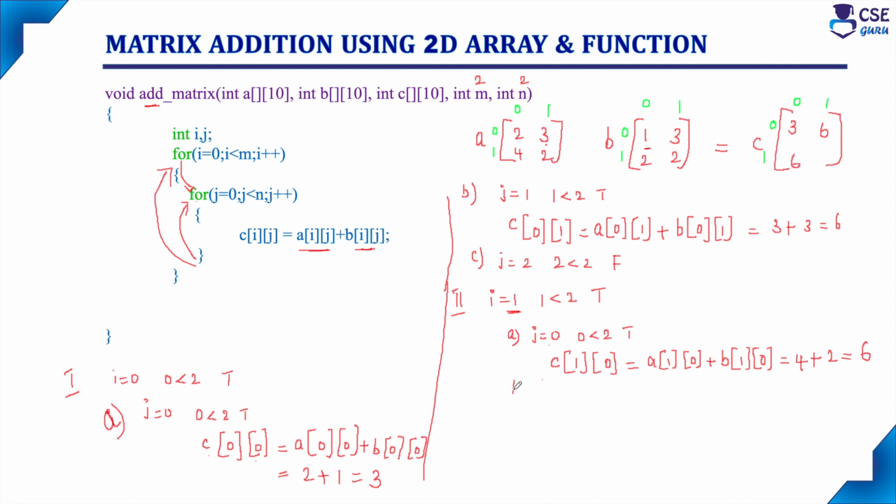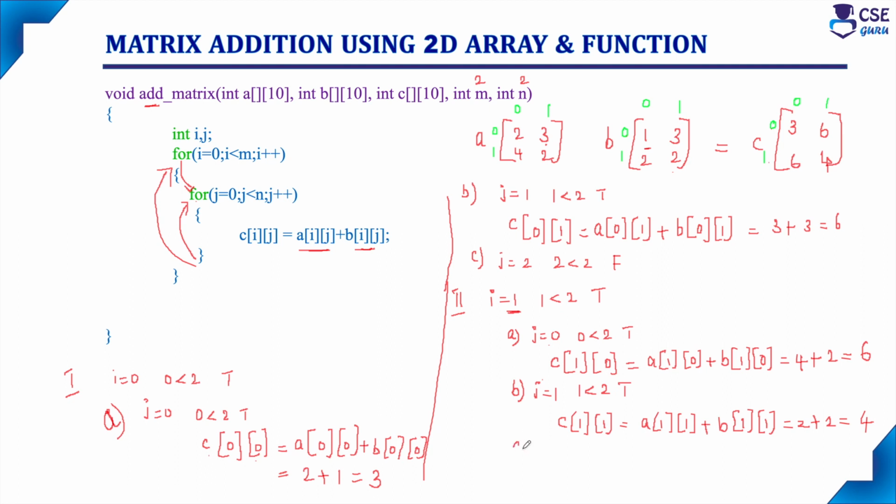Next iteration of J's for loop. J is equal to 1. J gets incremented now. Check the condition 1 less than 2. Condition true. Then C of I value is 1 as well as J value is 1. C of 1 1 is equal to A of I value is 1 and J value is 1 plus B of I value is 1 as well as J value is 1. So in A of 1 comma 1, what is the value? 2 plus B of 1 comma 1, what is the value? 2. So we will get it as 4. So in C of 1 comma 1, value is 4.